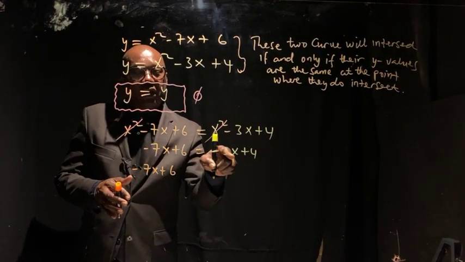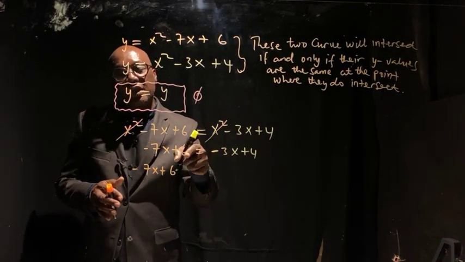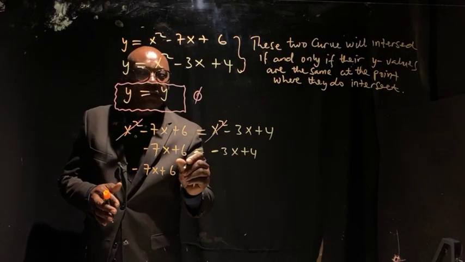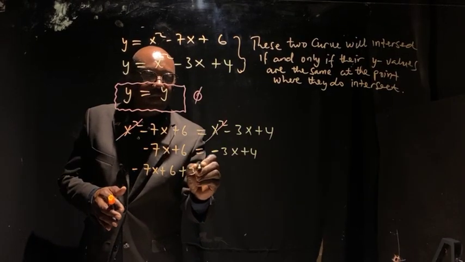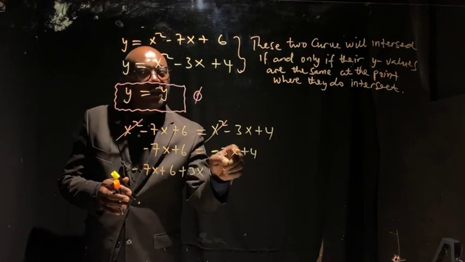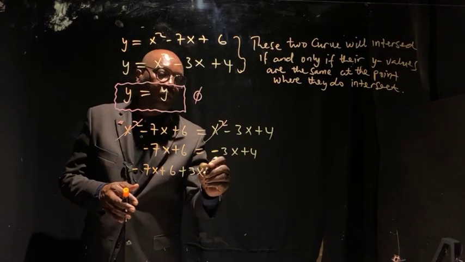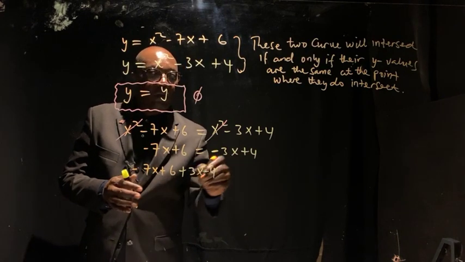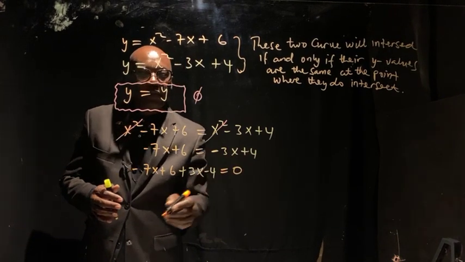We are bringing the expression on the right-hand side to the left-hand side. So we have minus 7x plus 6. The minus 3x, once it crosses the equal sign and comes to the left-hand side, becomes positive, so we have 3x. The plus 4 becomes negative once it crosses, so we have minus 4. Then we are left with 0.